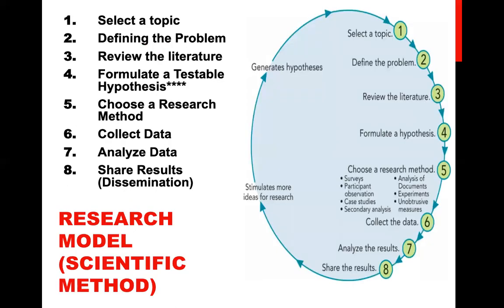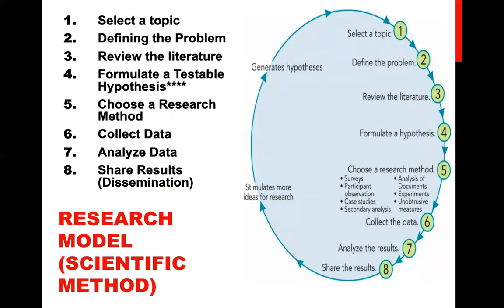So how do we go about doing that? Well, you've already heard me mention the scientific method, and that's just the process by which we gather, collect, analyze, and disseminate data. And what that looks like in the world of social science is a research model. The one that I usually teach my students is the 8-step model that you see here. Your book does not go over all of these steps.